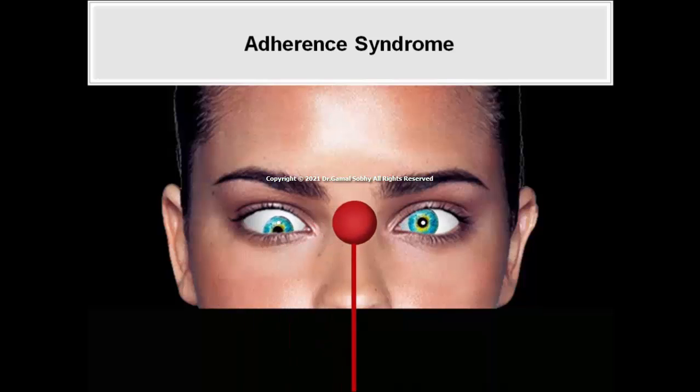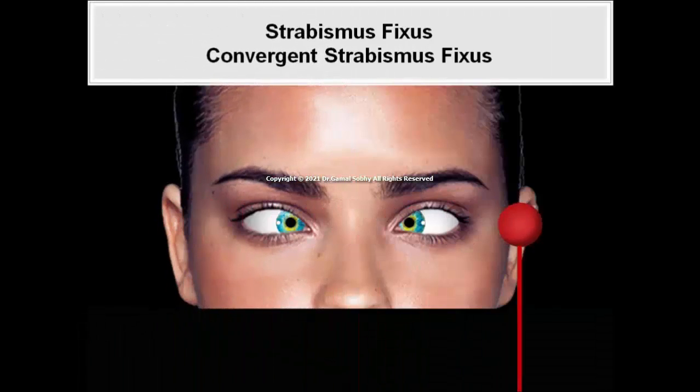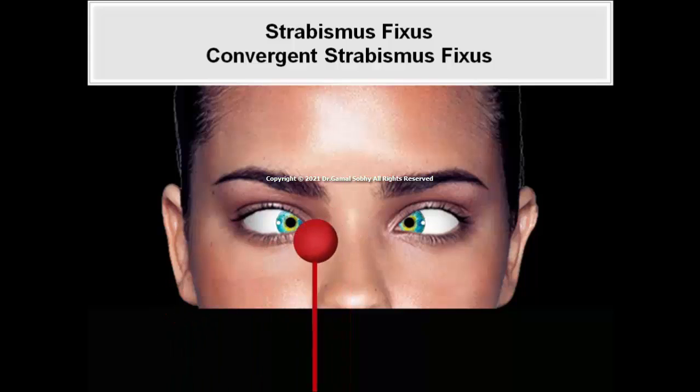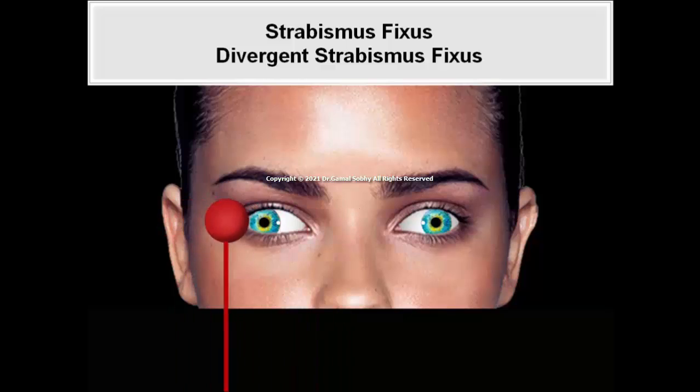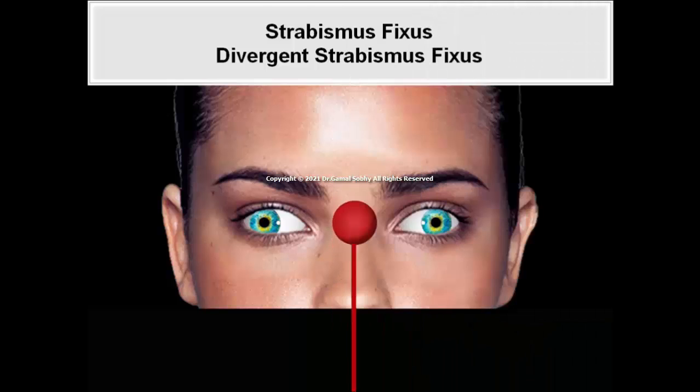Patients with this syndrome have hypertropia in primary position, restricted elevation, and a positive traction test. Strabismus fixus is a rare condition in which one or both eyes are anchored in a position of extreme adduction, that is convergent strabismus fixus, or in a position of extreme abduction, that is divergent strabismus fixus. The involved eye is fixed and cannot be moved, and the forced adduction test will confirm the immobility of the eye.